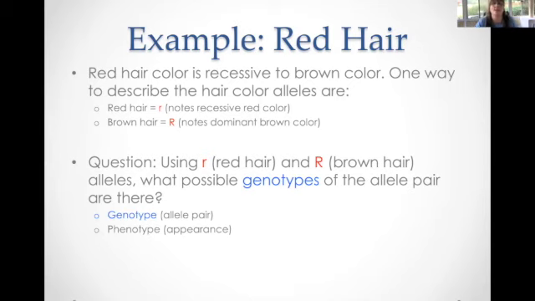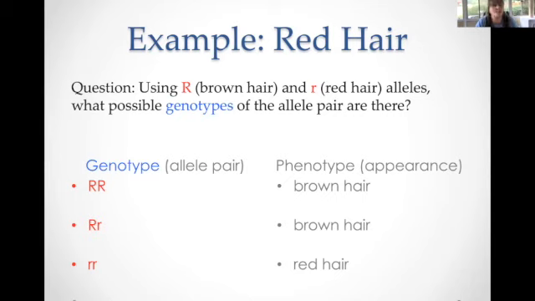So using the little r for red and the big R for brown, we are going to look at the various genotypes and phenotypes. Similar to the freckles, we have homozygous dominant. This would be brown hair. We have heterozygous. This would be brown hair. Then we have homozygous recessive, and this is red hair.